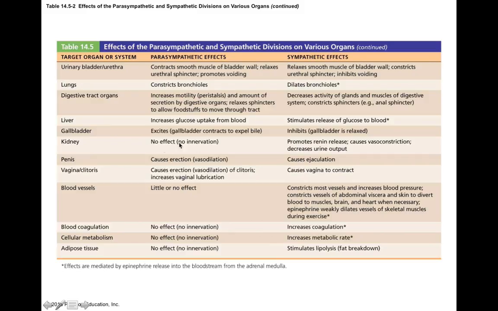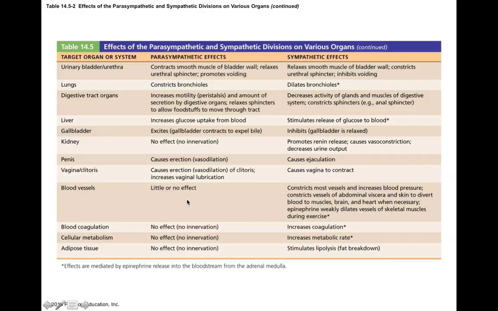Your parasympathetic nervous system has no effect on the kidneys, but your sympathetic nervous system can cause renin release, which increases blood pressure, and also causes vasoconstriction, which decreases urine output. On your penis, your parasympathetic nervous system causes an erection. Same with the vagina and clitoris. It causes an increase in vaginal lubrication and erection of the clitoris. Sympathetically, your sympathetic nervous system causes ejaculation and also causes the vagina to contract. So remember, the sympathetic nervous system is more involved with sexual climax, whereas the parasympathetic nervous system is more involved with sexual excitement.